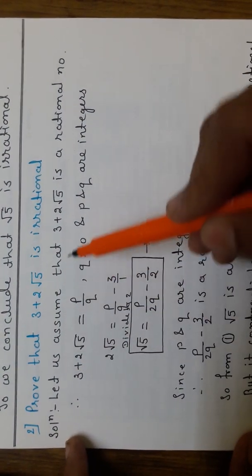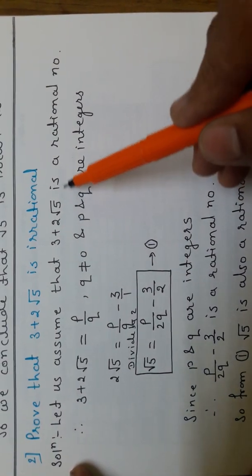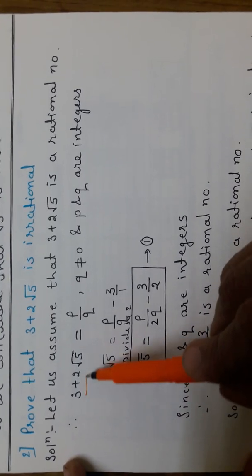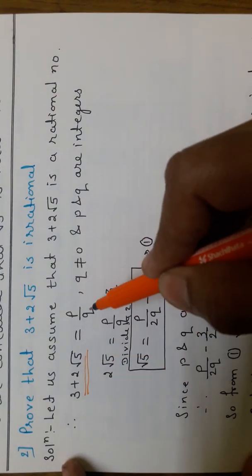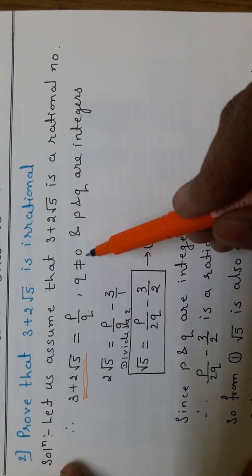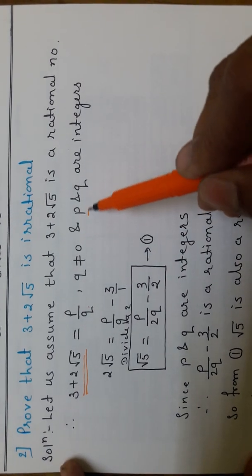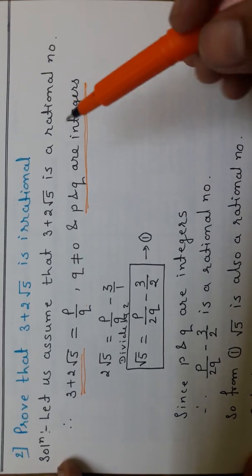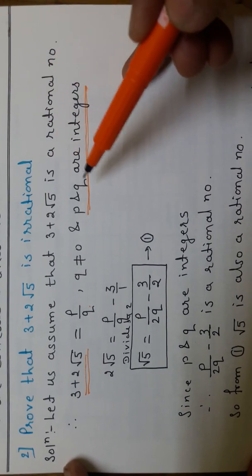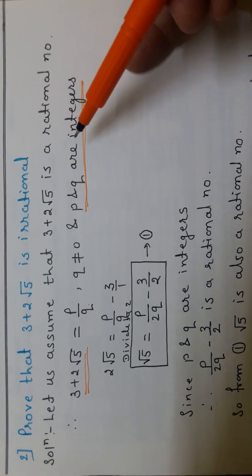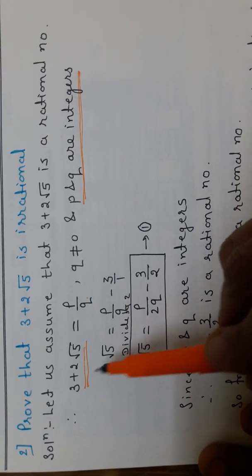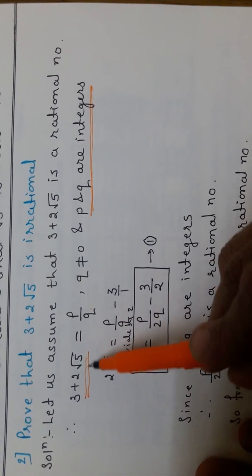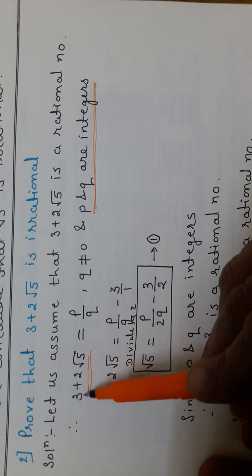Let us assume that 3 plus 2 root 5 is a rational number. Rational number means we can write this number in the form of p by q, where q is not equal to 0 and p and q are integers. In this problem we are going to take p and q as integers. In the previous problem we had used p and q as co-prime numbers. Keep that in mind.